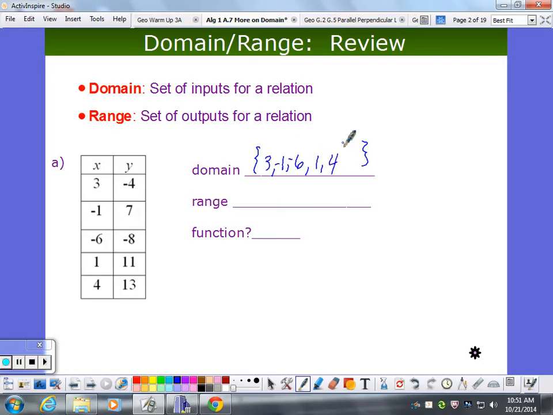Okay. And why do I make these little squiggles here? Because that's like the relation. The curly brackets represent what? A set. So the curly brackets say you have a set, a collection of these numbers. Now what's the range?